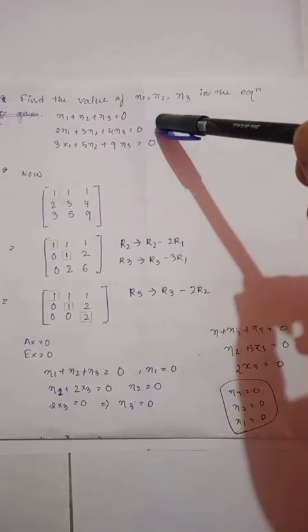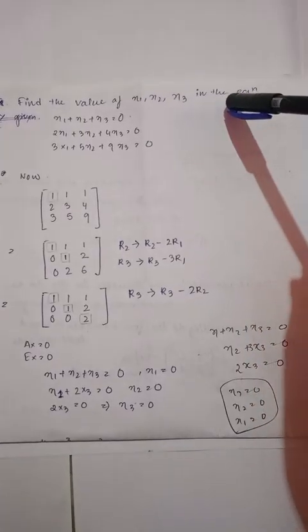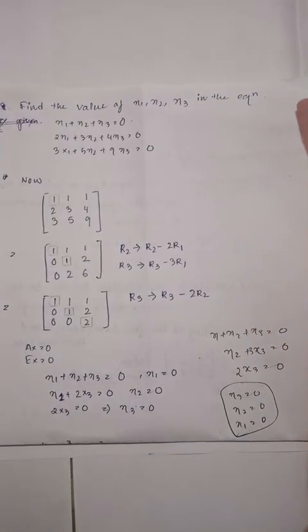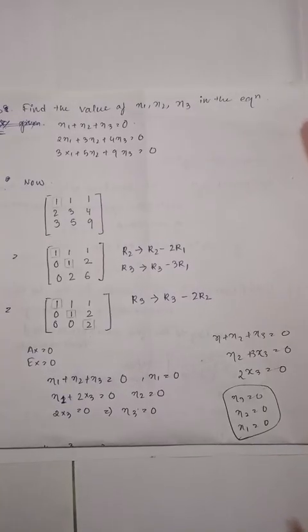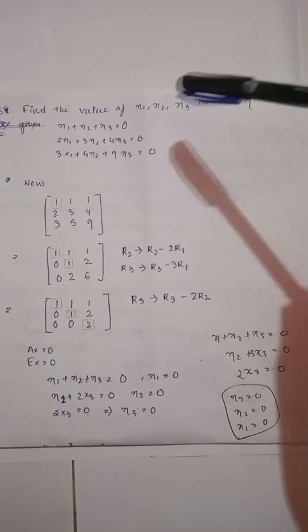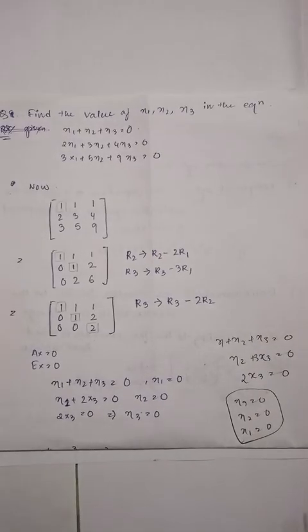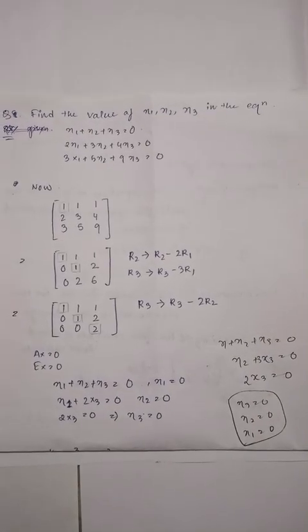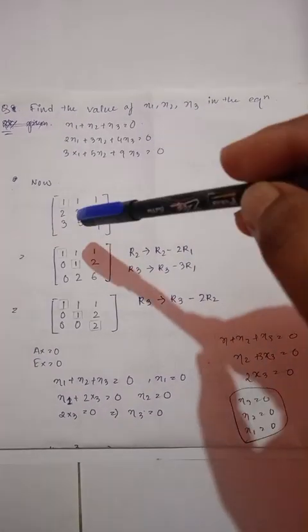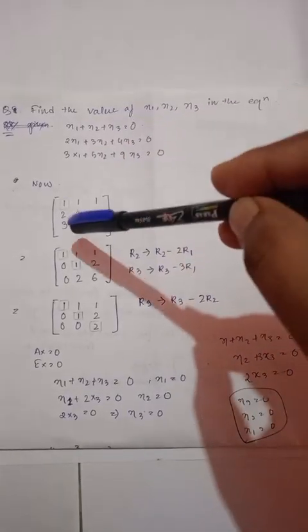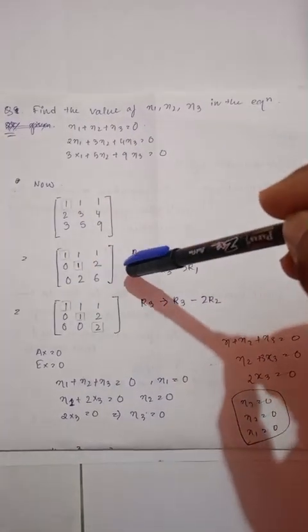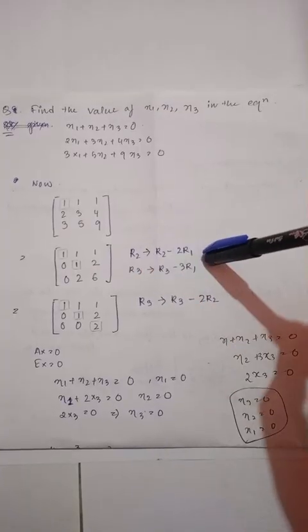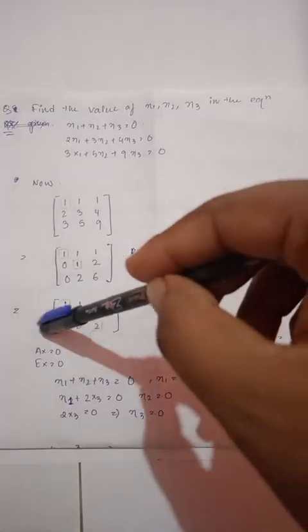So now we are going to discuss the steps to find x1, x2 and x3 in the given equations: x1 plus x2 plus x3 is equal to 0, 2x1 plus 3x2 plus 4x3 is equal to 0, 3x1 plus 5x2 plus 9x3 is equal to 0. We'll write the coefficients of x1, x2, x3 in matrix form, then we will reduce it to the equivalent form, which will result in this.